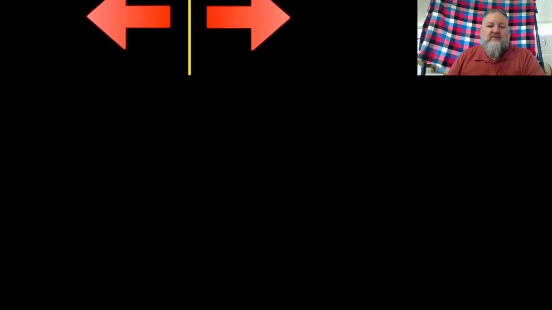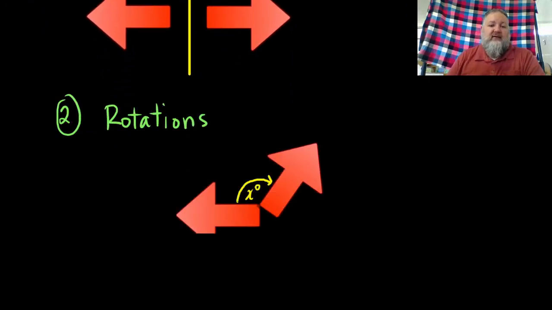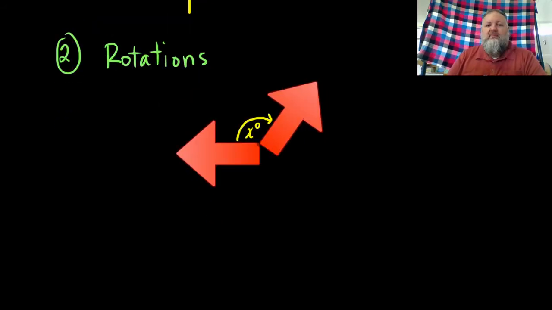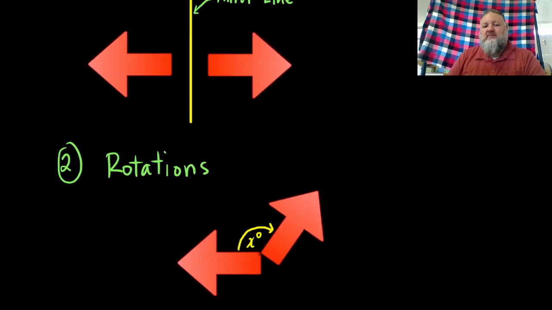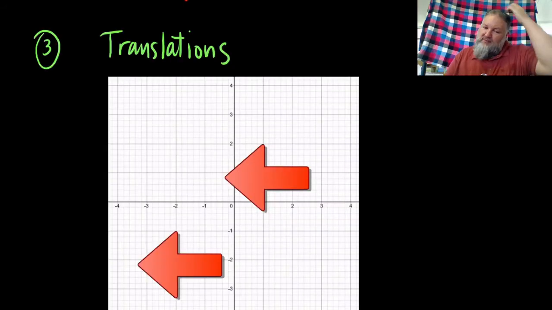Same as if we rotate that little arrow. Whatever degrees we're rotating it through doesn't matter. We have rotated that shape, but it's still exactly the same. Same size, same shape. One last one. By the way, keep track: we've got reflections, rotations, and the last one is this idea of translations.